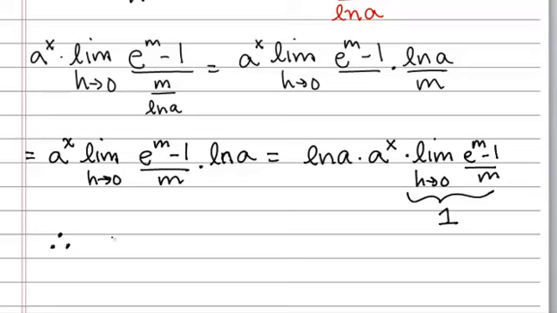Therefore, the derivative of f of x equals a to the x, f prime of x, is equal to ln of a times a to the x.